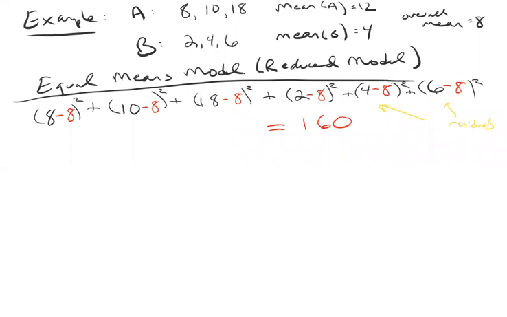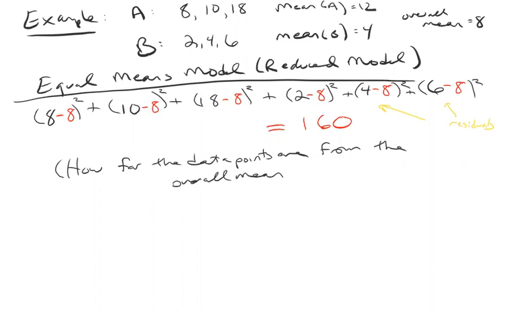And let's say it in words. So this idea reflects how far the data points are from the overall mean, which is my prediction for each of those data points under the equal means model. Now, let's give this quantity some names. So 160 is what?